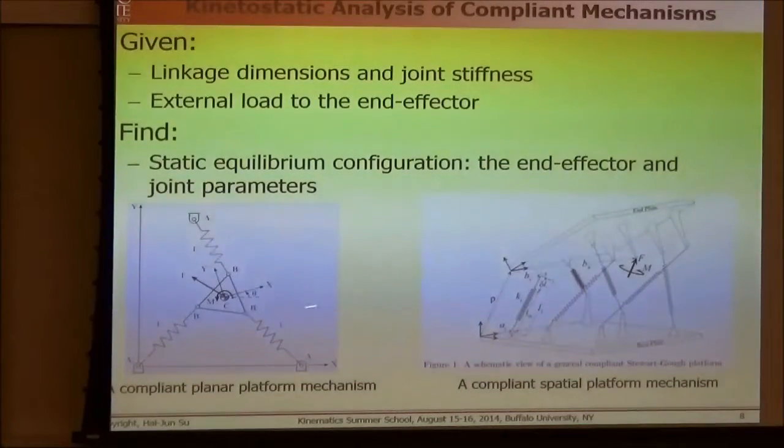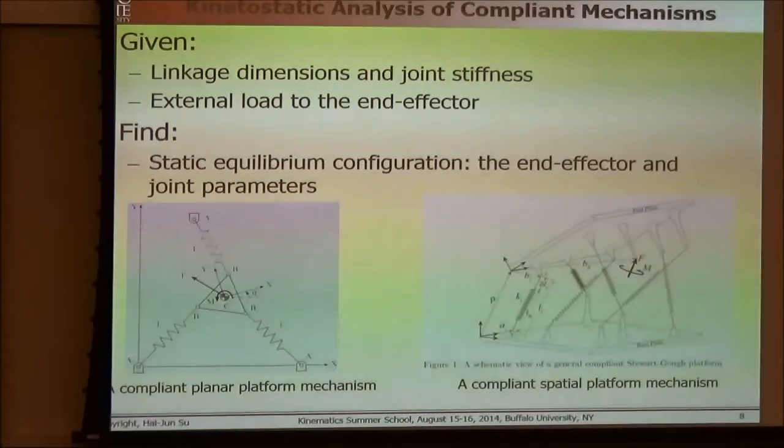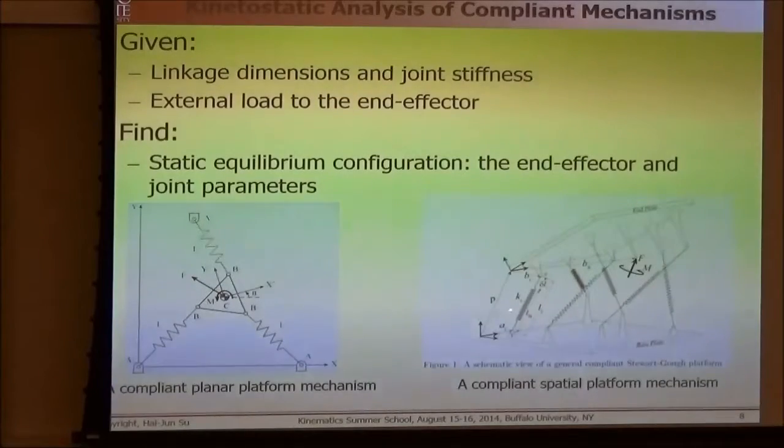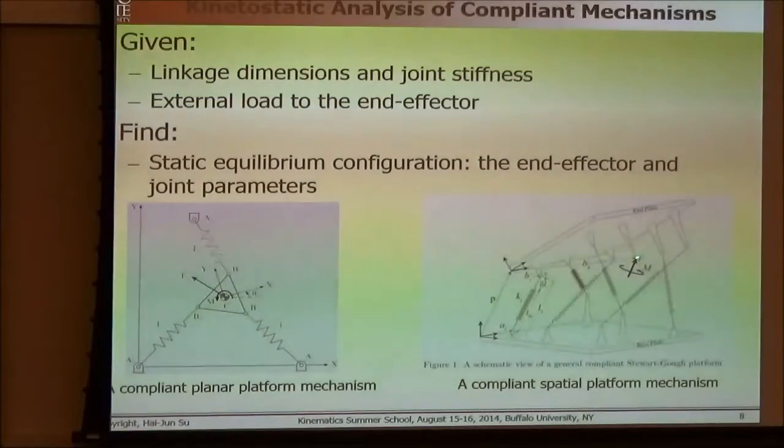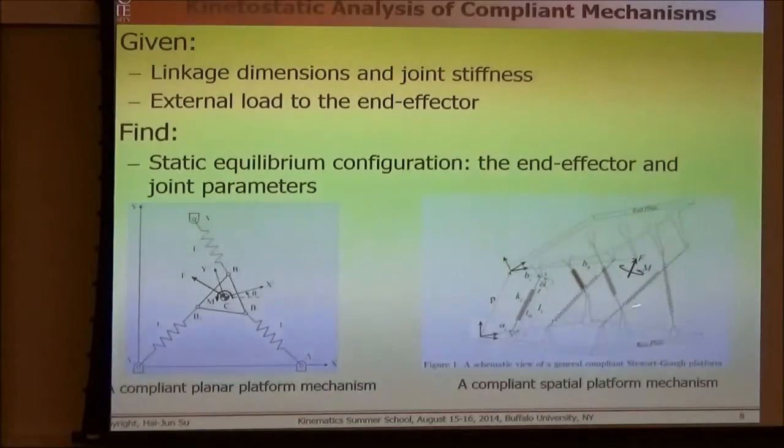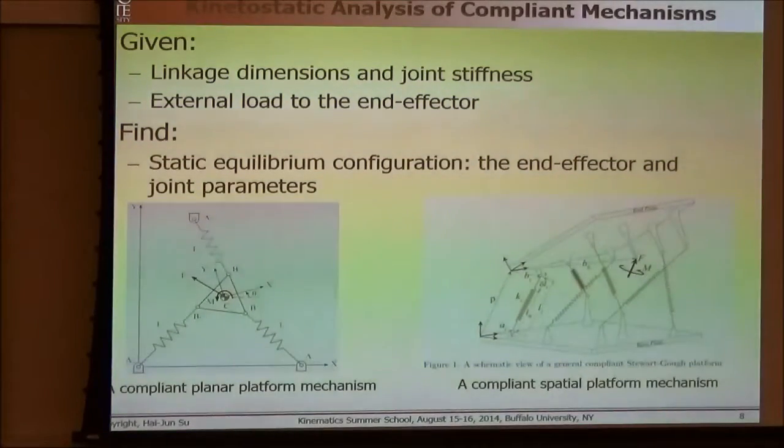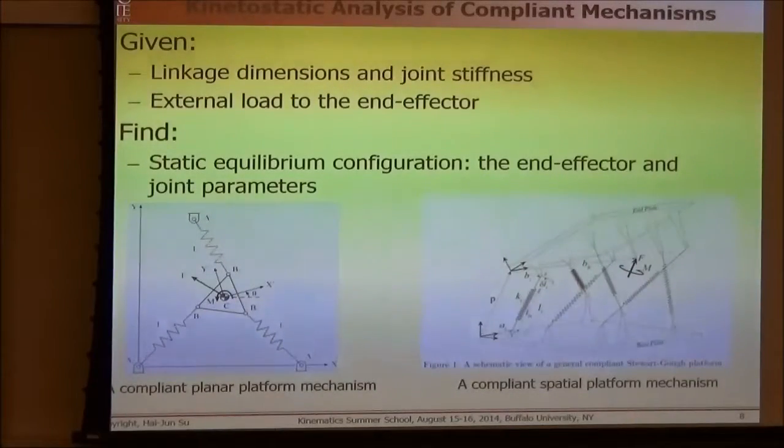A more general version of this, for the spatial Stewart platform, is this: you have six limbs, all linear springs. Again, you apply a force and moment to the platform, and you want to find the equilibrium position, or the pose of the end-effector. So that's the kinetostatic analysis of compliant mechanisms.